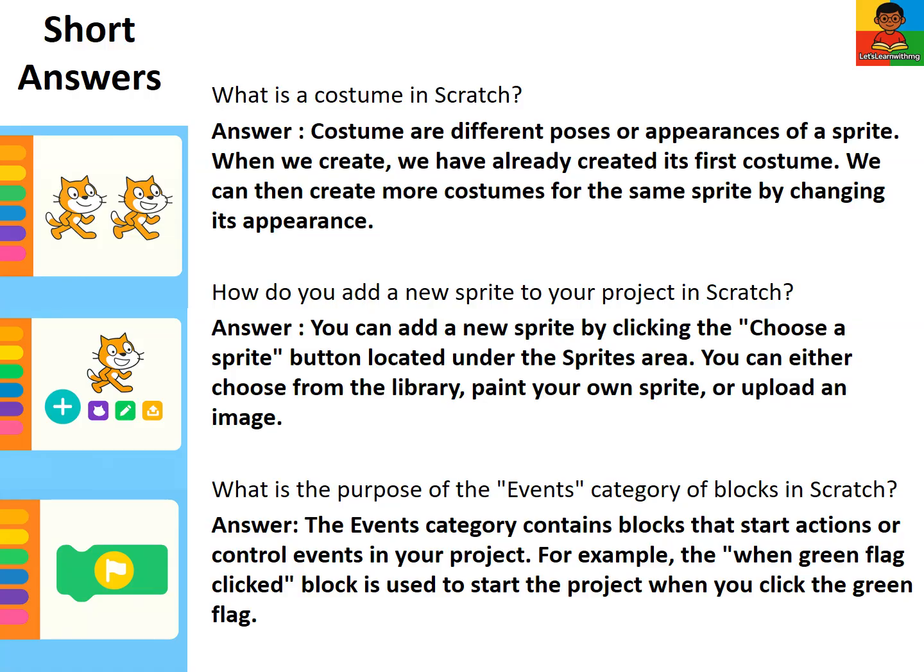What is the purpose of the Events category of blocks in Scratch? Answer: The events category contains blocks that start actions or control events in your project. For example, the when green flag clicked block is used to start the project when you click the green flag.